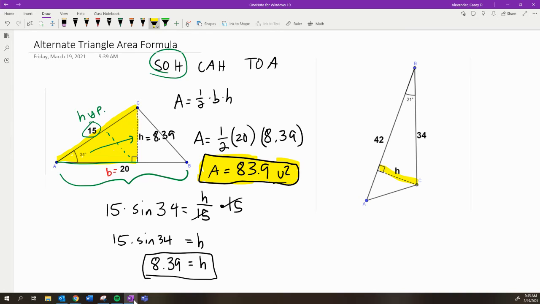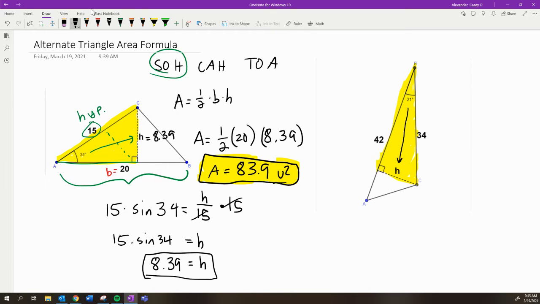Let's do it one more time, and then we're going to kind of generalize this. If you want, you can pause the video and try it on your own. I think that's actually a really good idea. See if you can figure out the area of this entire triangle, but first we're going to have to figure out the height.